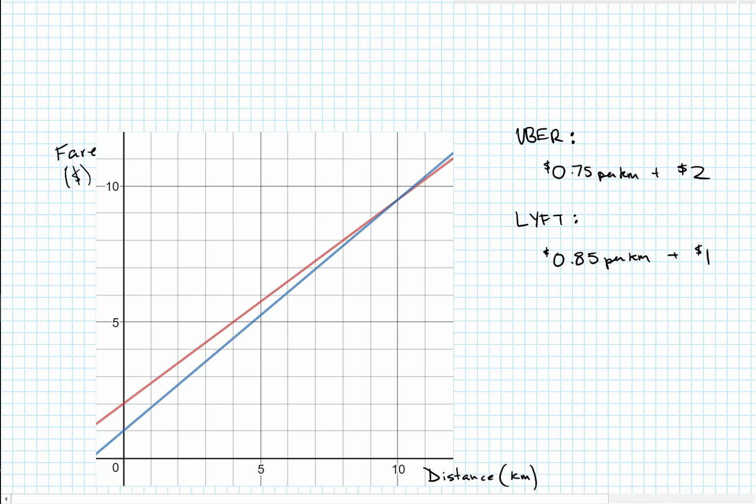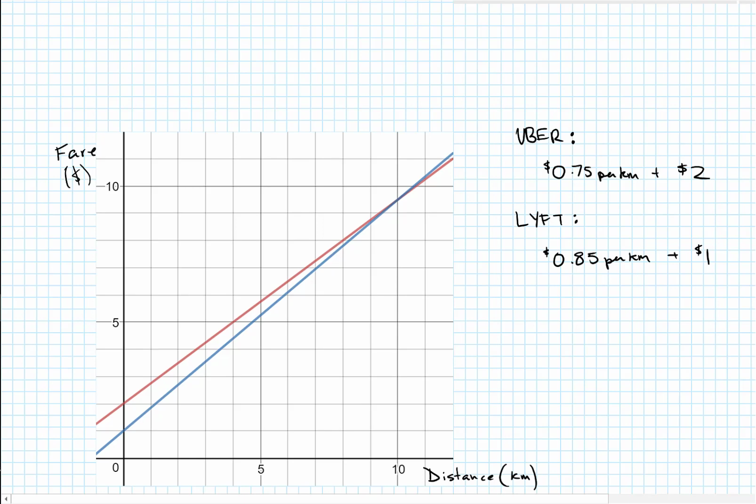Now, if we look at those fee structures, the $0.75 or 75 cents per kilometer, that's the rate of change, or the slope of the line. And you can see that Lyft at 85 cents per kilometer has a steeper slope. It's a steeper rate of change. It's going to be more sensitive to changes in the distance. And so right away we can tell that Lyft is the blue line and Uber is the red line.